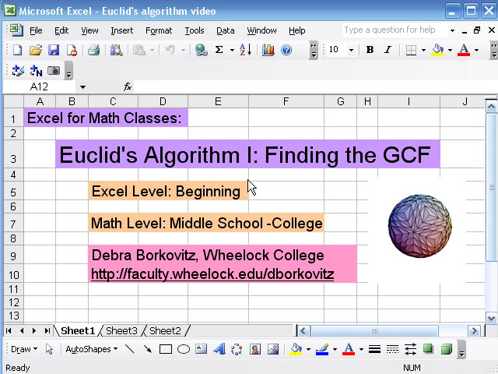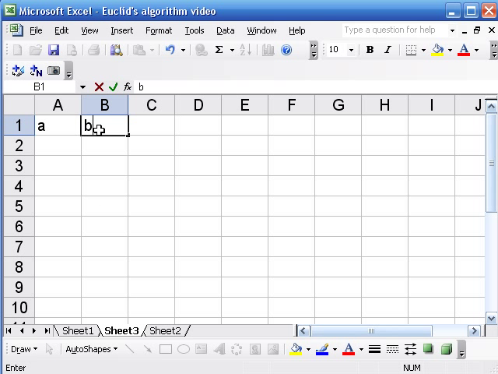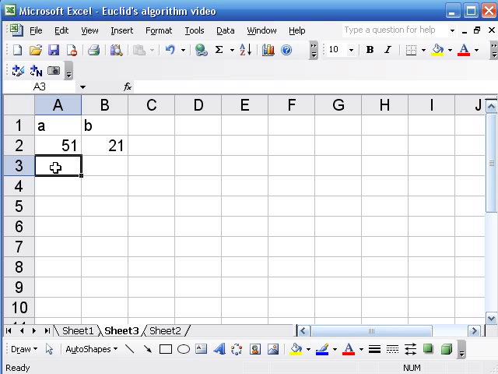In this video, we'll look at Euclid's algorithm, an ancient and powerful method for finding the greatest common factor between two numbers. So we're going to call our numbers A and B, and we'll start with the example that A is 51 and B is 21.